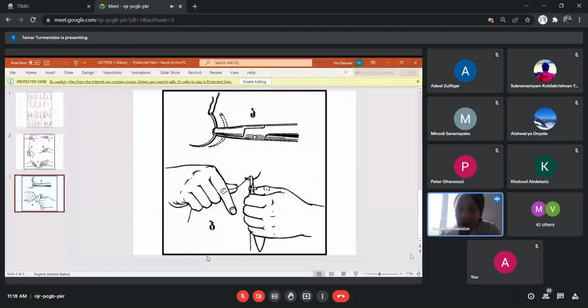Threads which are used during suturing also come in different types. Thread may be synthetic or natural. Thread may be absorbable or non-absorbable. Thread may be monofilament or multifilament. It depends on which tissue is sutured. Monofilament threads are used for tender structures, multifilament more for thick tissues during suturing. So, do we understand?